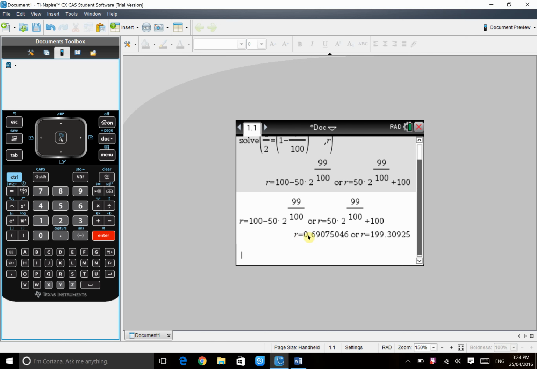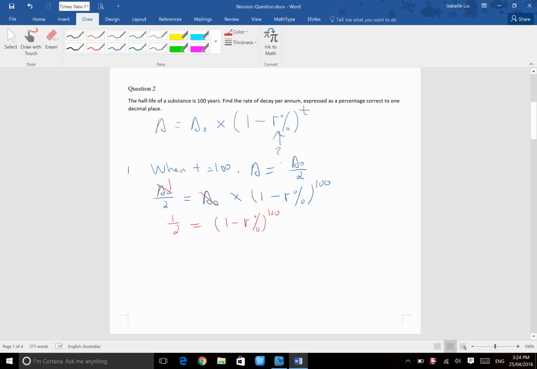The first r equals 0.69075, and the other one is 199. We know the second value won't be true, so we will choose the first one as our answer. 0.69 rounded to one decimal is 0.7. So CAS gives us r equals 0.7, rounded to one decimal. So r percent equals 0.7%. So the answer is 0.7% for question 2.